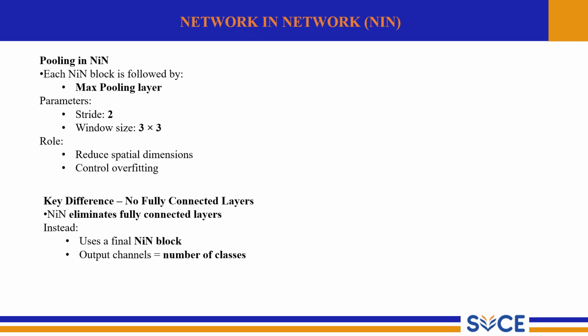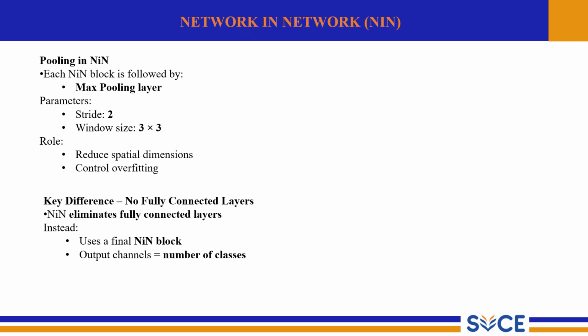After each NIN block, a max pooling layer is applied. This layer typically uses a 3 by 3 window with a stride of 2. The main purpose of this operation is to progressively reduce the spatial dimension of the feature maps. By reducing the width and height of the feature map, the model becomes computationally more efficient. At the same time, max pooling helps in retaining the most important features while discarding less significant information. Another important role of pooling is to control overfitting. By reducing the number of activations, it limits the model's complexity and improves generalization on unseen data.